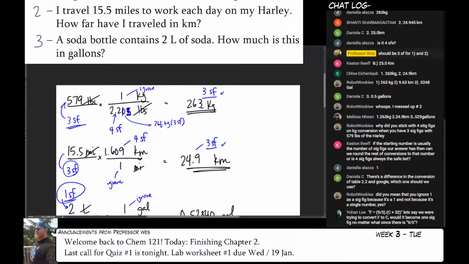I'm going to answer that temperature question after the break when we get to temperature. So we'll talk about sig figs with temperature because that's a formula and that's kind of a special case. But we are at our break.